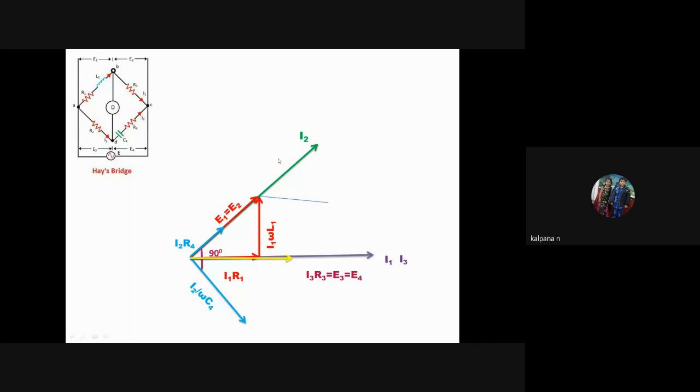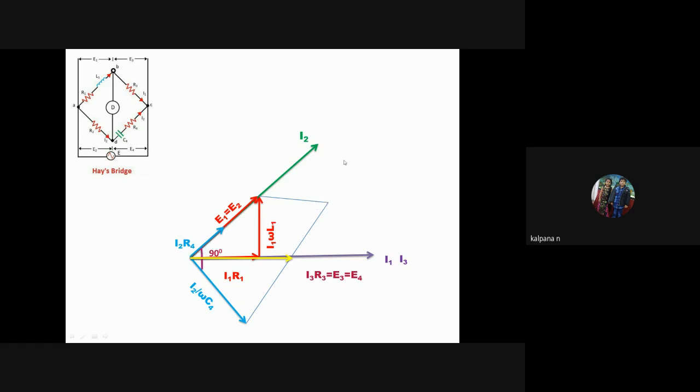Next, the bridge is balanced, which means E3 is equal to E4. Now the sum of E1 plus E3 is E, the total voltage that we have applied. So here is E1 and here E3, take the parallelogram law. Then the resultant vector is E. So E is equal to E1 plus E3, or E2 plus E4. Okay, this is the phasor diagram of the phase bridge.